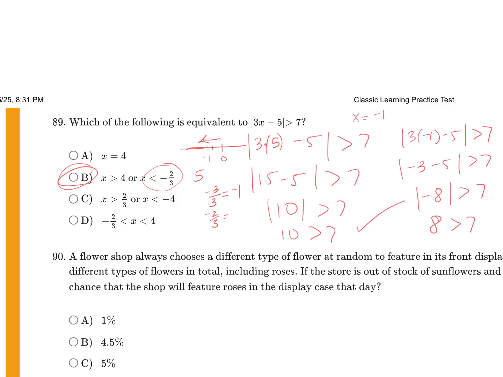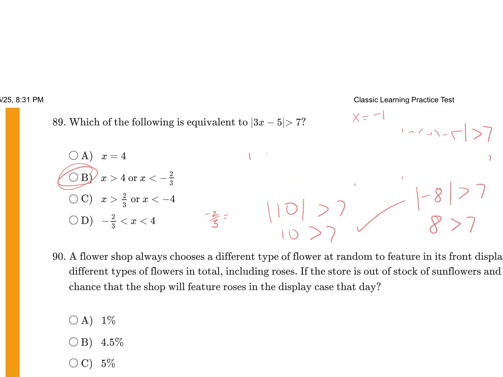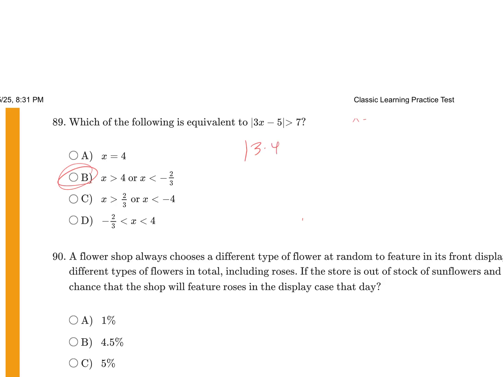But let's say you had tried a different answer choice. Let's see what it looks like for other answer choices. Let's say we would have tried x equals 4. 3 times 4 minus 5 greater than 7. 12 minus 5 greater than 7. This is 7. 7 is not greater than 7. 7 is equal to 7.